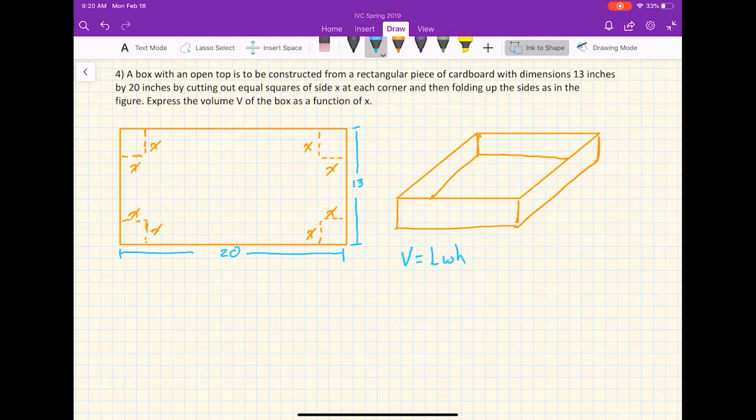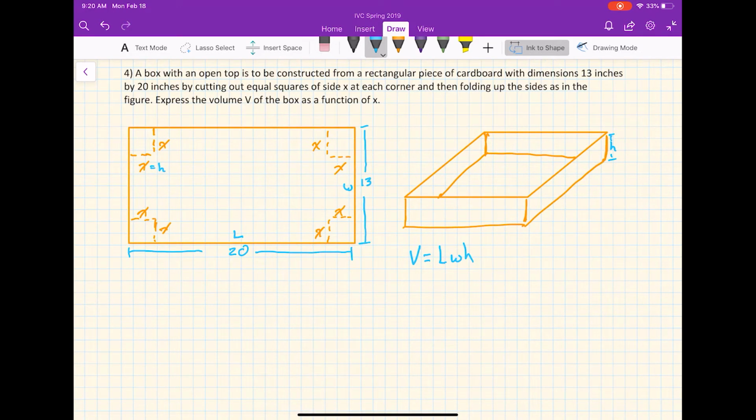Our volume is length times width times height, or any combination of that. So I'll just mark my length here. This is going to be my width here. And x is going to be my height. So just know that this is actually the height in the 3D dimension box. Still doesn't look the best, but I made it a little too small.